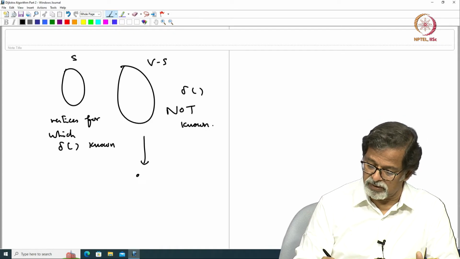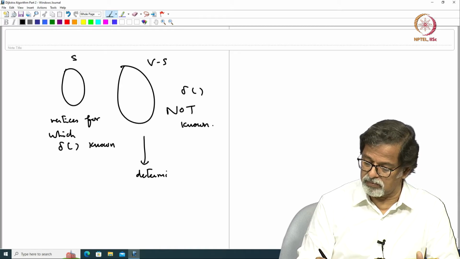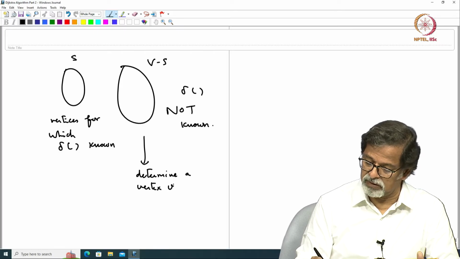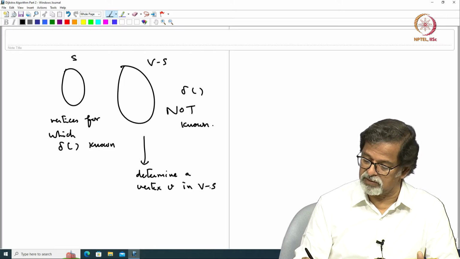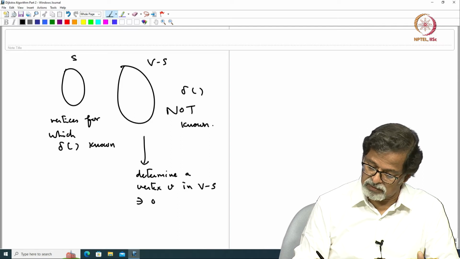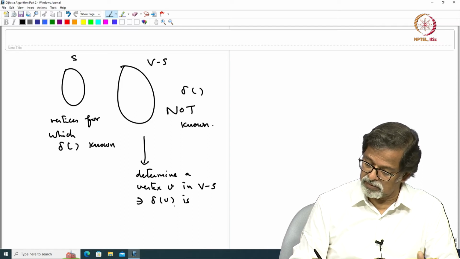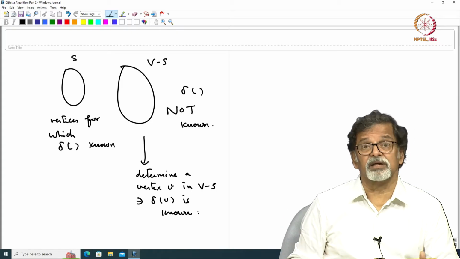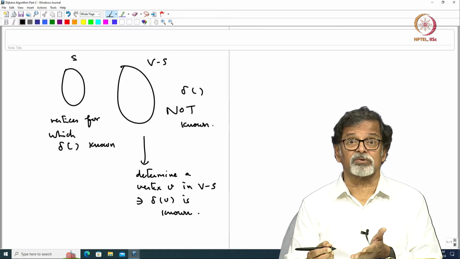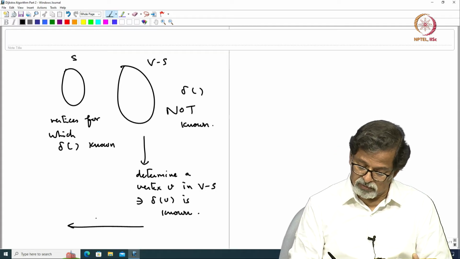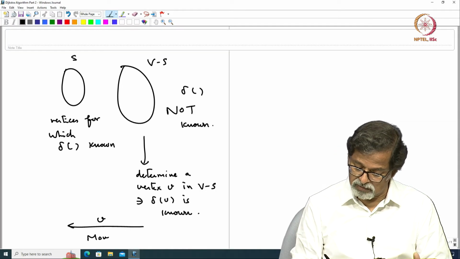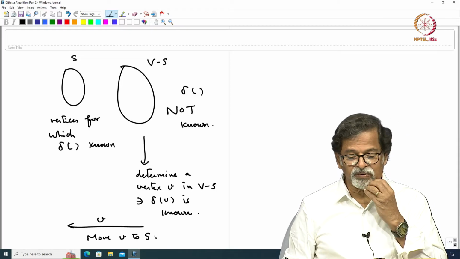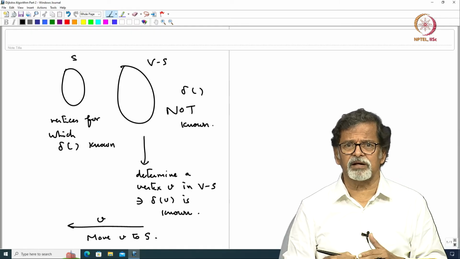So, determine a vertex V in V minus S such that delta V is known, or delta V is computed. Since for V delta V is known, we have to move V to S. Okay. This is what we repeatedly do.